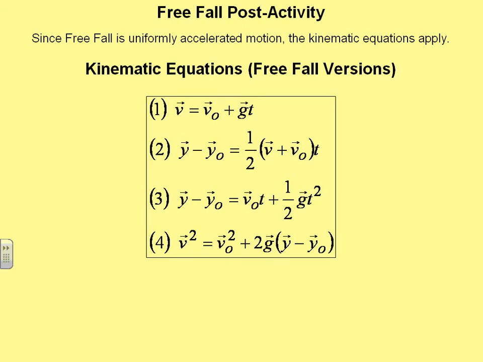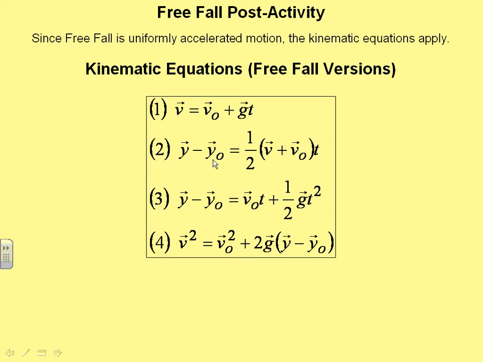Now, since free fall has been proven to be uniformly accelerated motion, the same equations that we used for one-dimensional uniformly accelerated motion work for free fall. They are the famous kinematic equations. Now, generally, they're written in a slightly different version. Here they are. You'll notice that they're almost the same. There are 2 differences in these equations from the ones we used generally.